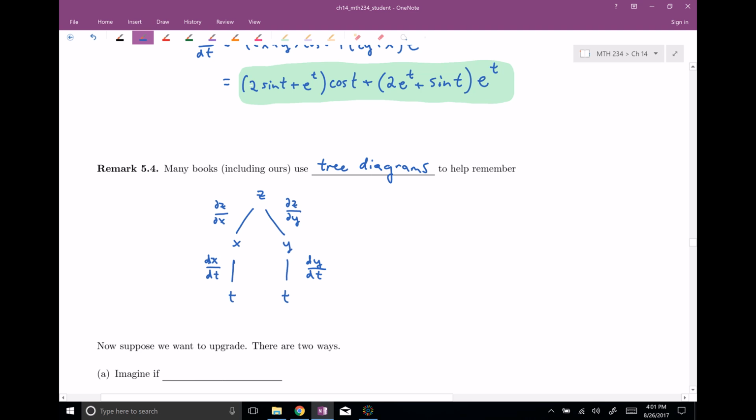And so the idea here is that if you would like to figure out the derivative of z with respect to t, you just do all of the branches that end with t's. So in this case, you go down this branch: it's the partial of z with respect to x times the derivative of x with respect to t, and then you add the next branch, multiplying these together. So this is a slick way to remember the chain rule, because like I said, we're going to get more complicated things.